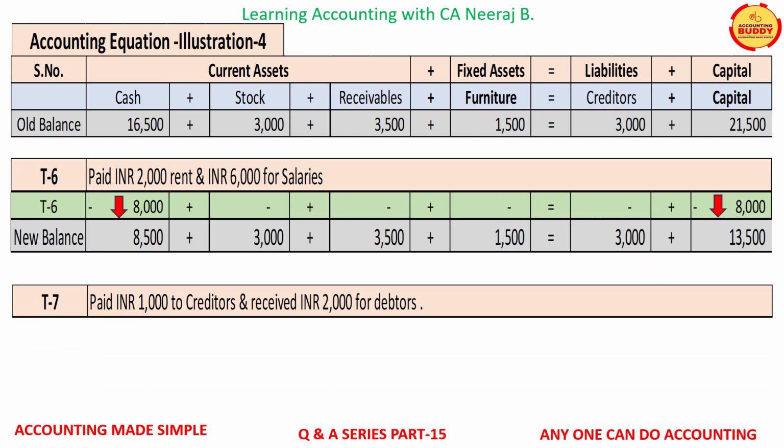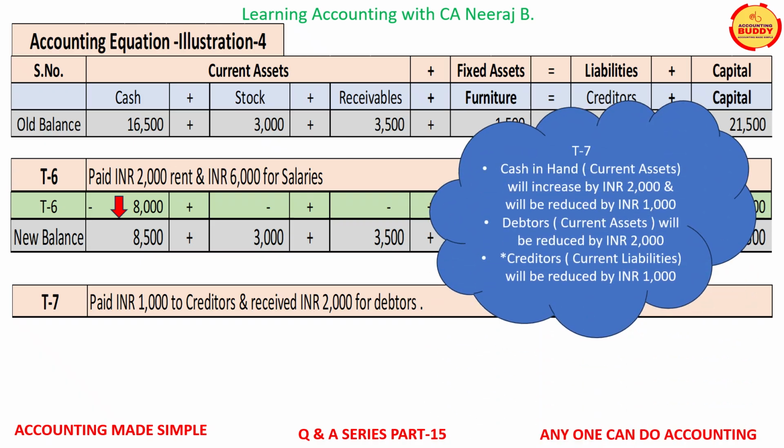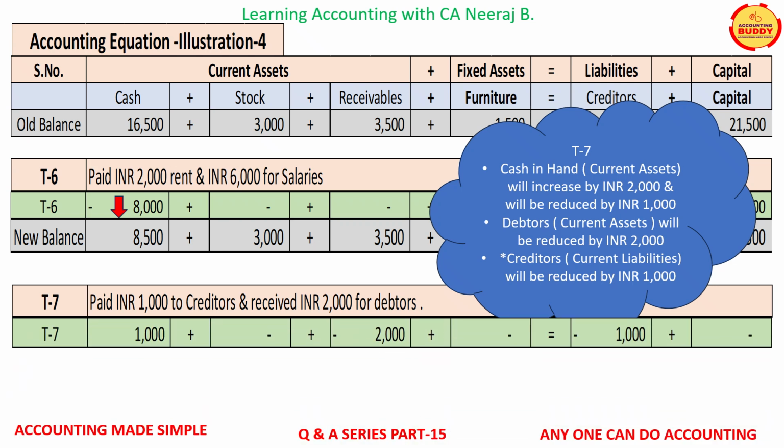Transaction T7 on your screens is INR 1000 paid to creditors and INR 2000 received from the debtors. If we analyze this transaction, three accounts are affected. Number one, creditors, number two, debtors, and number three is cash. Debtors and cash are assets while the creditors are liabilities. Net increase in cash will be 1000 because 2000 cash is received from the debtors and at the same time 1000 is paid to the creditors.